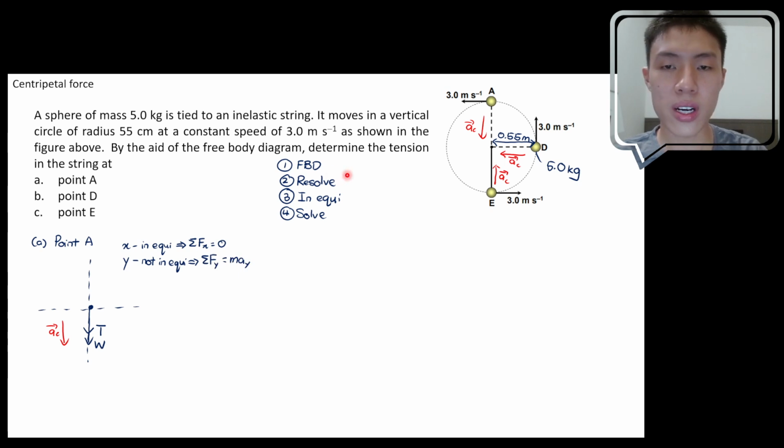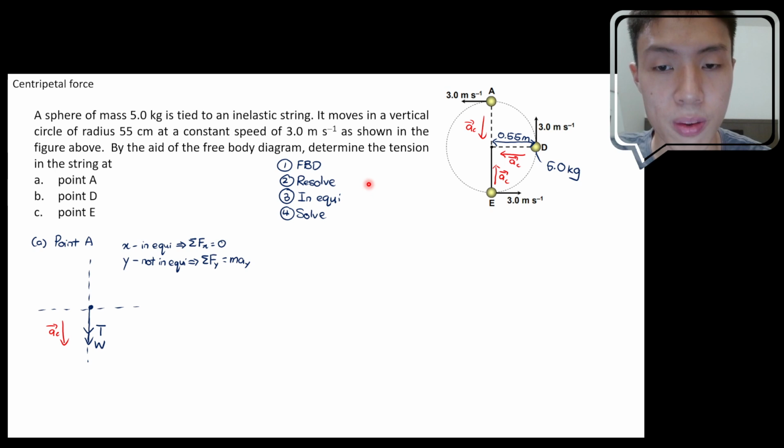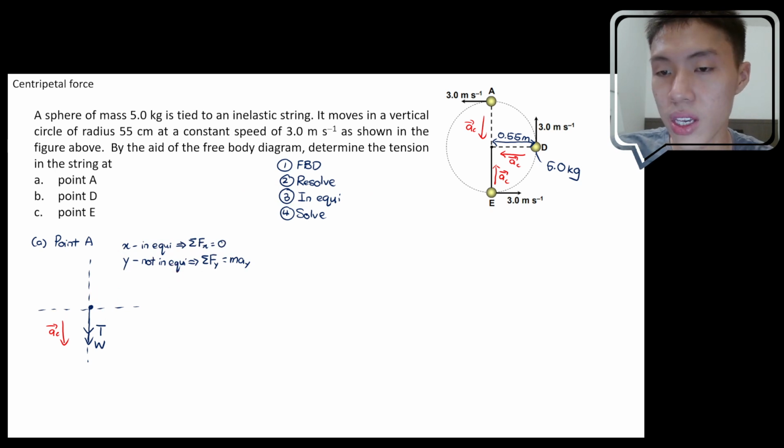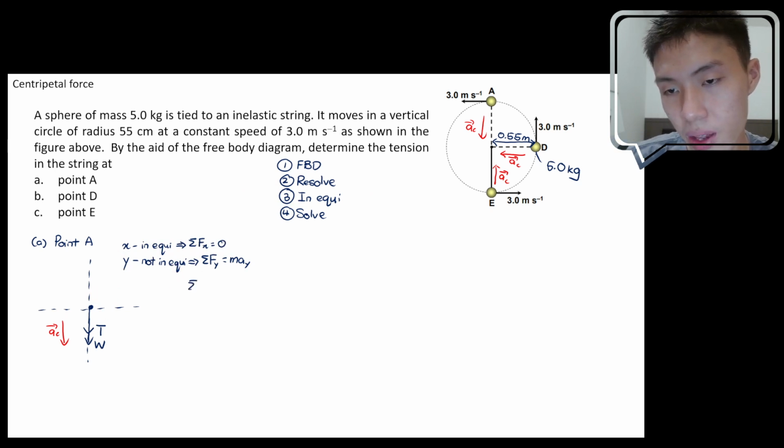Once we are clear which axis is in equilibrium and which axis is not, we can proceed to solve the problem. We don't need to analyze x because there are no forces in x. Let's just analyze y only. Sum of Fy is equals to may.